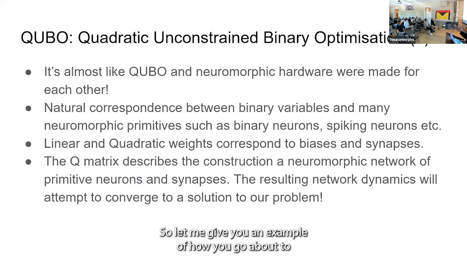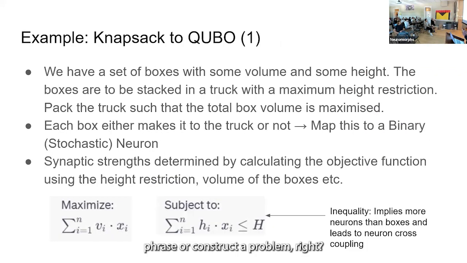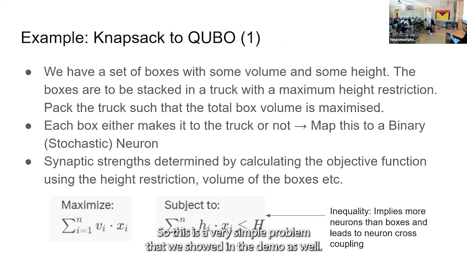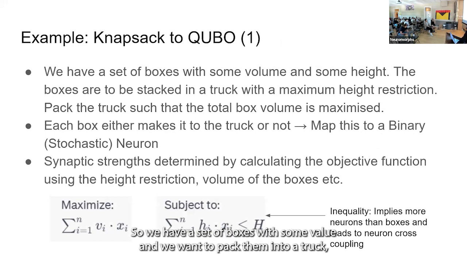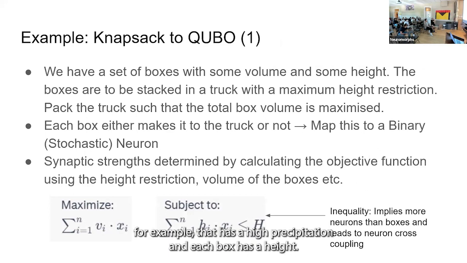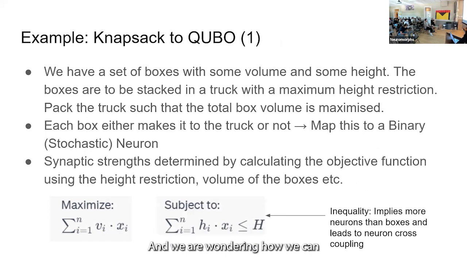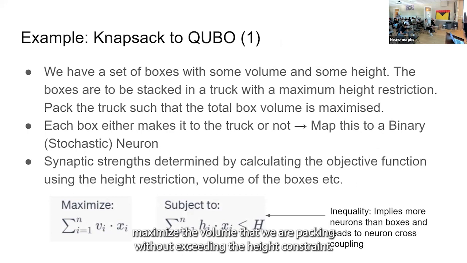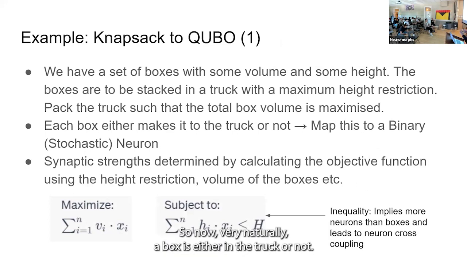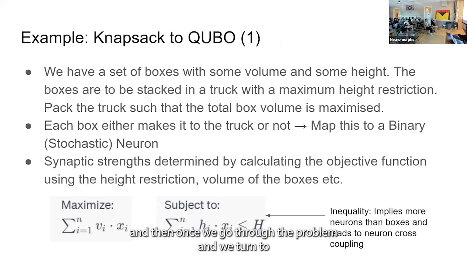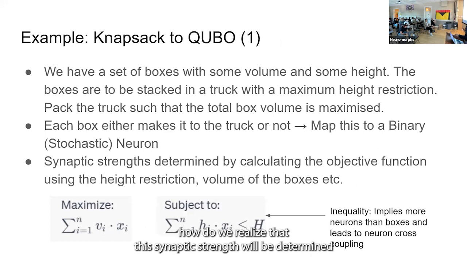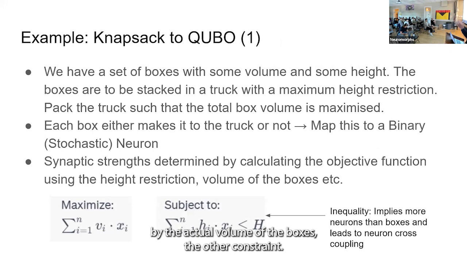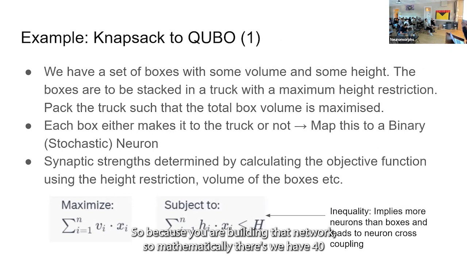Right, so let me now give you an example of how you would go about to kind of phrase or construct a problem, right? So this is a very simple problem that we showed in the demo as well. So we have a set of boxes with some volume, and we want to pack that into a truck, for example, that has a height restriction, and each box has a height, and we are wondering how we can maximize the volume that we are packing without exceeding the height constraint, right? So now, very naturally, a box is either in the truck or not, so that's a binary decision. We can map that to a neuron. And then once we go through the problem and we turn the handle, we realize that the synaptic strengths will be determined by the actual volume of the boxes, the other constraints. So this is how you are building that network.